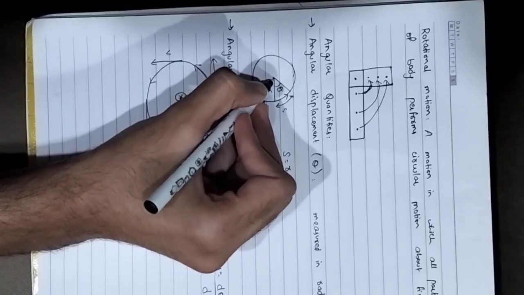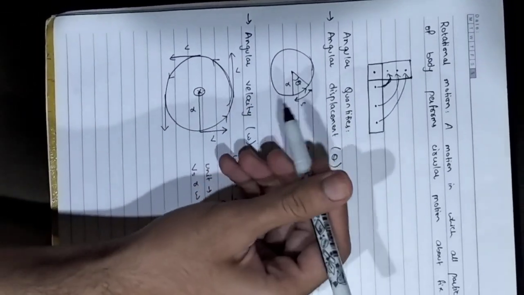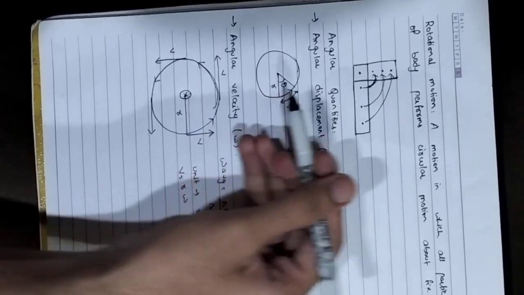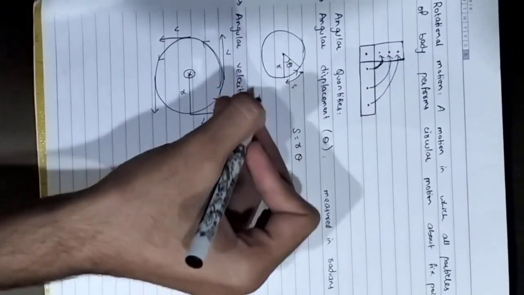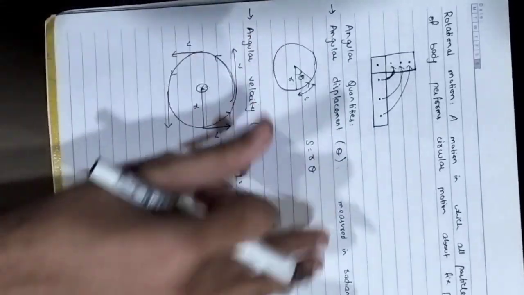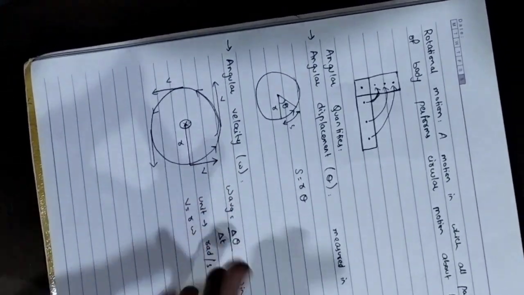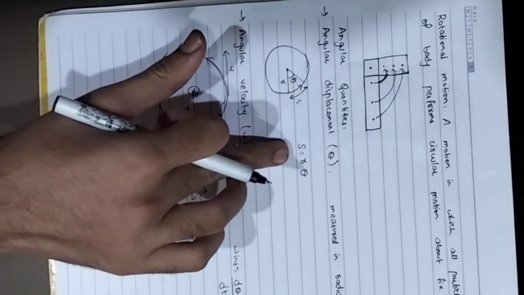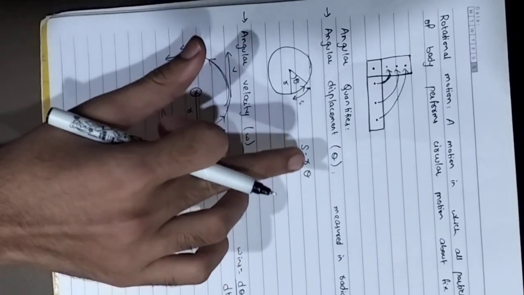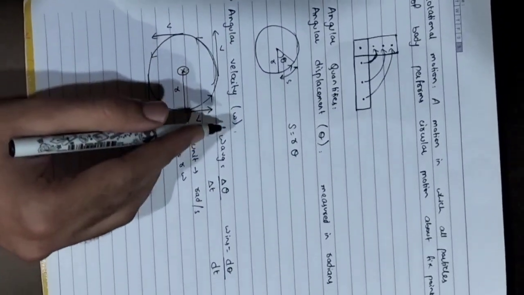The angle subtended by a body is called angular displacement. It is how much angle is subtended from the initial position to the final position at the center of the circle. It is usually measured in radians. There is also a relation between the linear displacement and the angular displacement, which is s equals r theta.